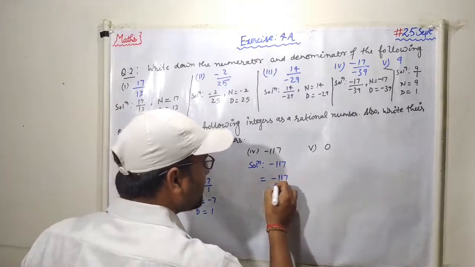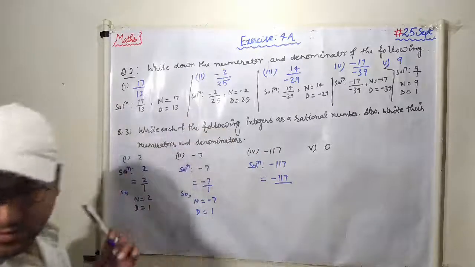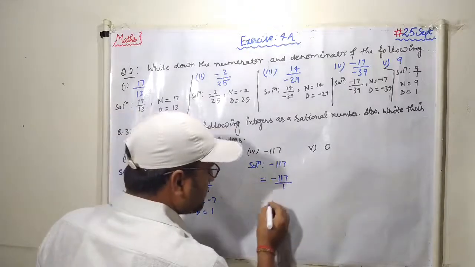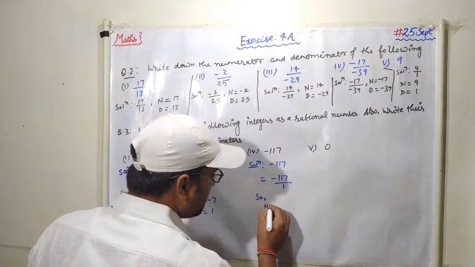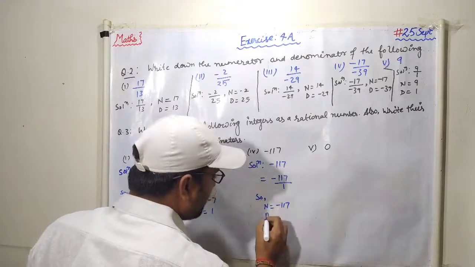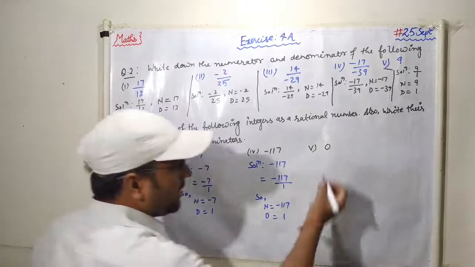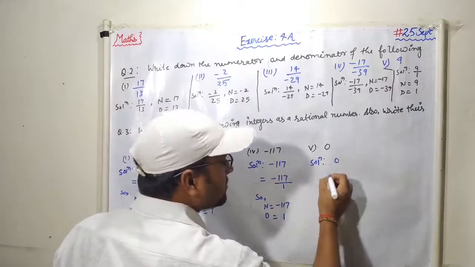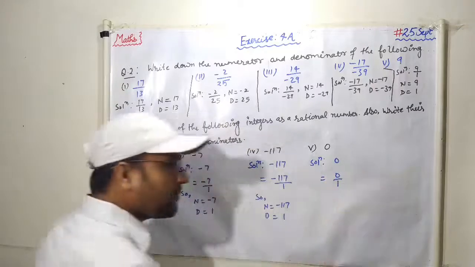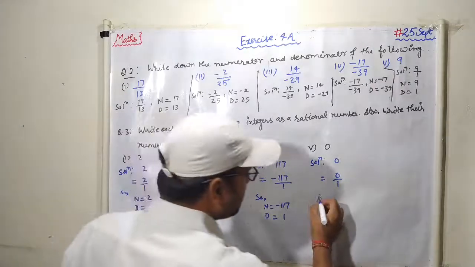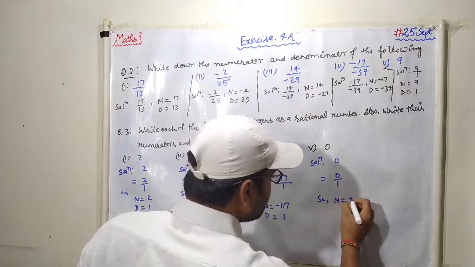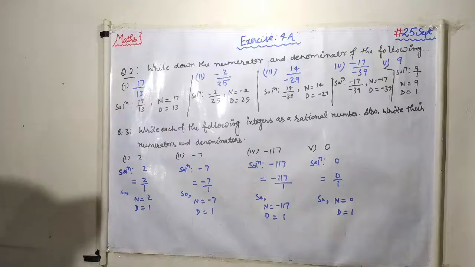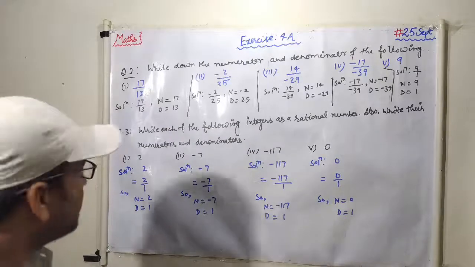Minus 117. Question number 4. The third one is also the same. The third one is 5, 5 upon 1. It is very easy. So the numerator is equal to minus 117 and the denominator is equal to 1. And question number 5, students, is also the same. It is 0. You will write this as 0 upon 1 as a rational number. So the numerator is equal to 0 and the denominator is equal to 1. If you get this type of questions, you will easily do that.